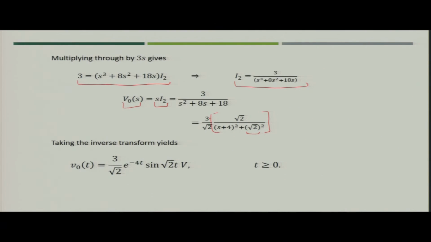You can see this is nothing but the Laplace transform of e to the power minus 4t into sine of root 2 t, because the Laplace transform of sine omega t is nothing but omega upon s square plus omega square. So, using the output of the Laplace transform of sine omega t, you can say that this is nothing but the Laplace transform of sine of root 2 t. With this you will get the voltage response across the inductor.